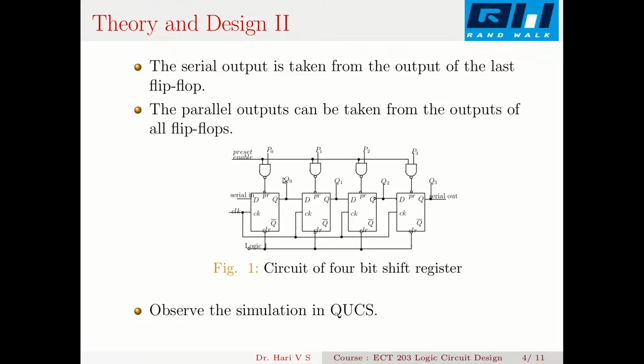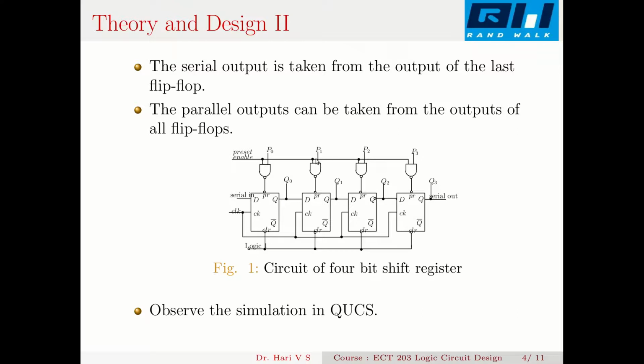Now you can take out that data like this. You can apply data here at P0, P1, P2, P3 and take the data out in parallel, Q0, Q1, Q2, Q3. That is a parallel in parallel out operation. You feed the data through these presets and you take the data out through the Q outputs. That is a parallel in parallel out operation.